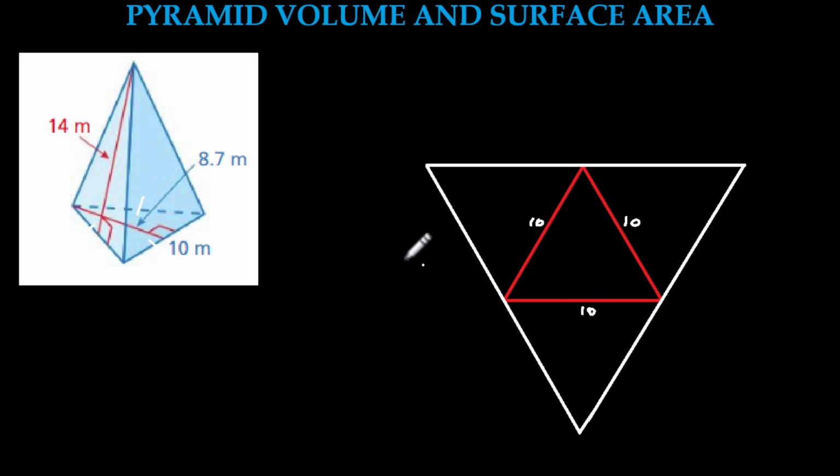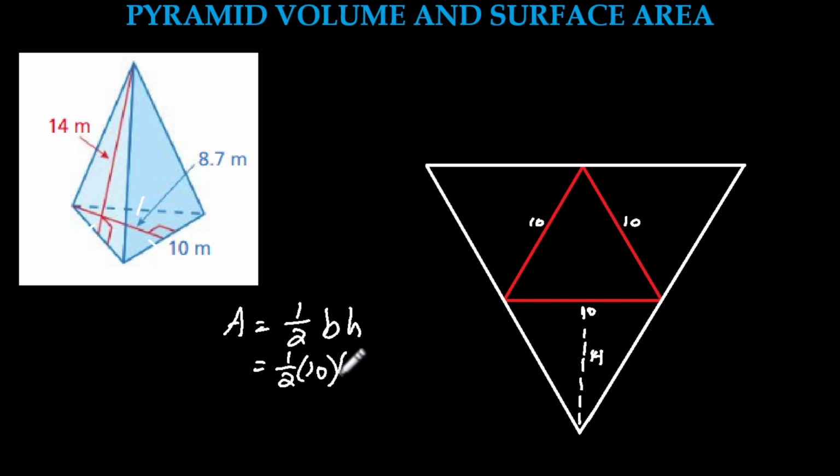And then we're given the slant height, which allows us to find the surface area, and that's 14. So finding the area of each of these triangles, we have area equals 1/2 base times height, which is 1/2. The base is 10. The height is 14. We'll take half of 14, which is 7. So we get 70 meters squared. So this is 70. This is 70, this is 70, and this is 70.